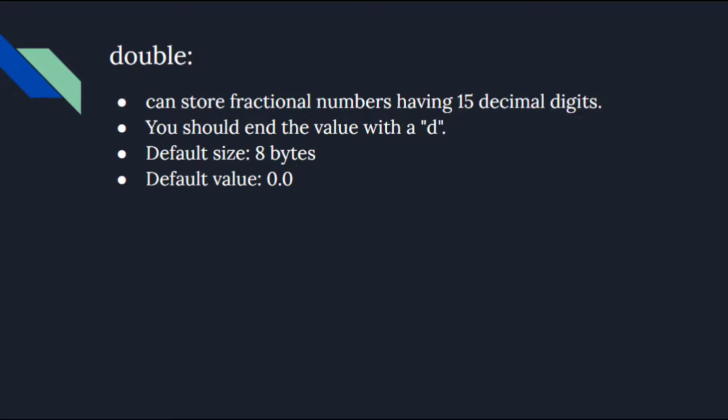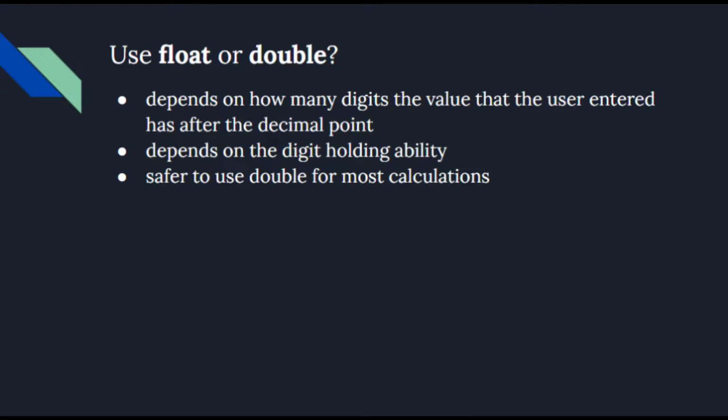The double data type can store fractional numbers having 15 decimal digits. You should end the value with a D. The default size of a double is 8 bytes and the default value is 0.0. But what should you use, float or double? It actually depends on how many digits the value that the user entered has after the decimal point. Float variables can hold only 6 or 7 decimal digits, while double variables can hold 15 digits. However, it is safer to use double for most calculations.